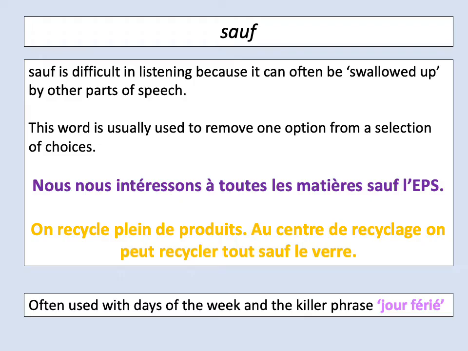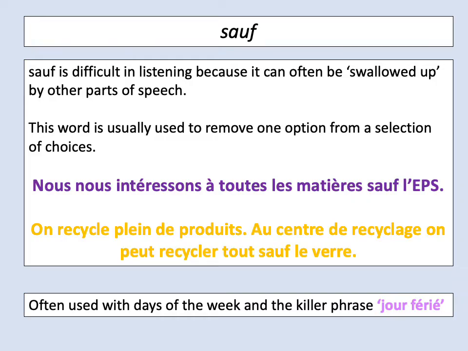The problem here, and we're going to see the same thing with the next one, is that because it's quite short, I use the phrase swallowed up by other things. So when it appears in a longer piece of speech, it can often be lost and you don't really hear it. What sauf tends to do is remove an option, or some options, from a selection of choices. So you'll have this, this and this, except this, or except this other thing.